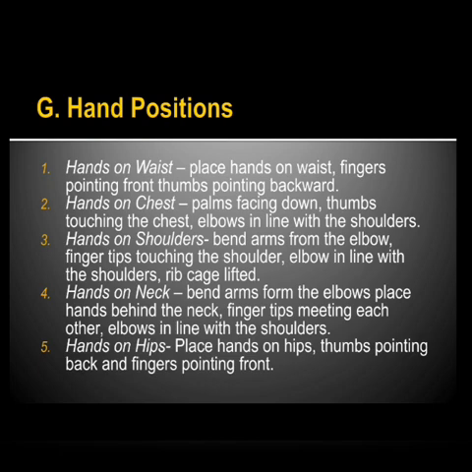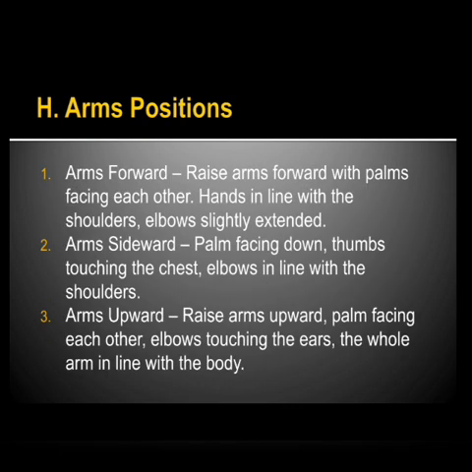4. Hands on neck. Bend arms from the elbows, place hands behind the neck, fingertips meeting each other, elbows in line with the shoulders. 5th, hands on hips. Place hands on hips, thumbs pointing back and fingers pointing front.